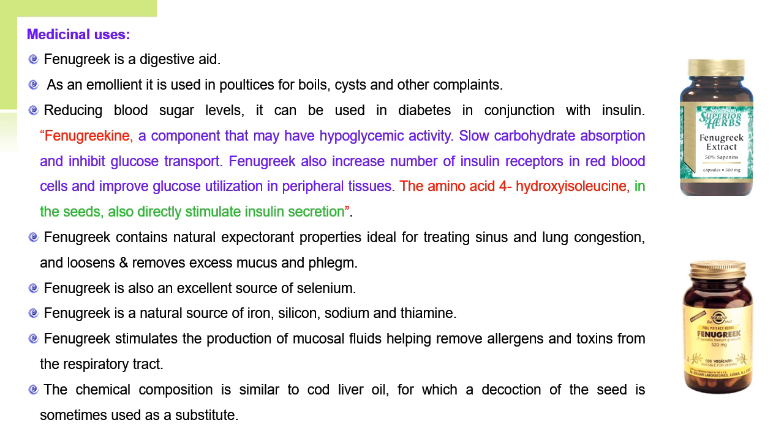Fenugreek reduces blood sugar level through the effect of fenugreekine alkaloid, which has a hypoglycemic effect by slowing carbohydrate absorption and inhibiting glucose transport. Also it increases the number of insulin receptors in red blood cells and improves glucose utilization in peripheral tissues. The amino acid 4-hydroxyisoleucine also has a direct stimulant effect on insulin secretion.